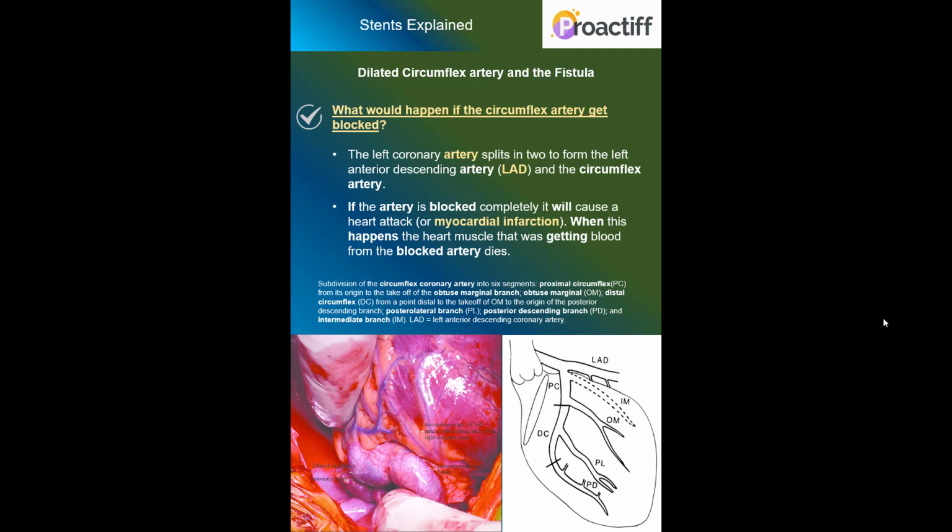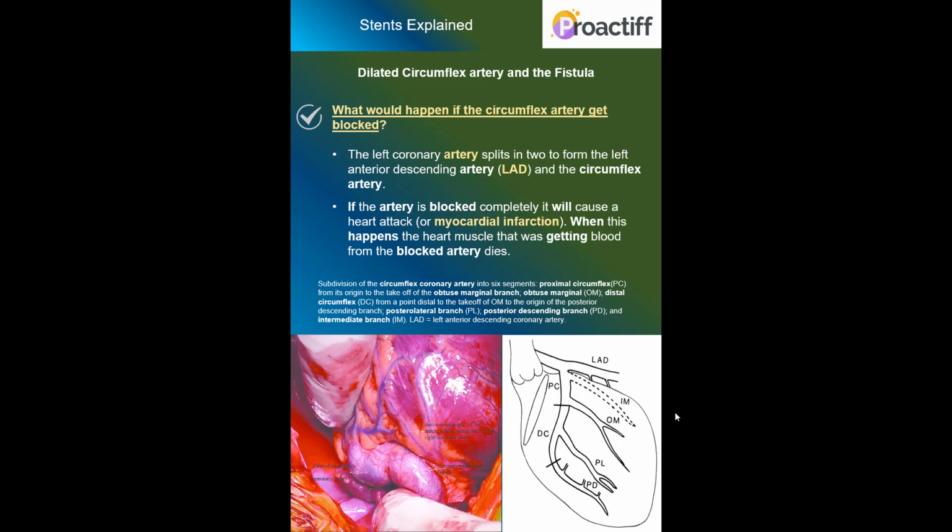So this has 6 core segments. One is the proximal circumflex, referred to as PC. The second is the obtuse marginal branch, OC, and then the distal circumflex, DC, and it is essentially the posterior descending branch, as you can see at the bottom, moving through right here in this region.